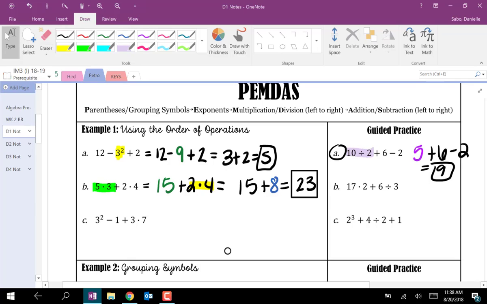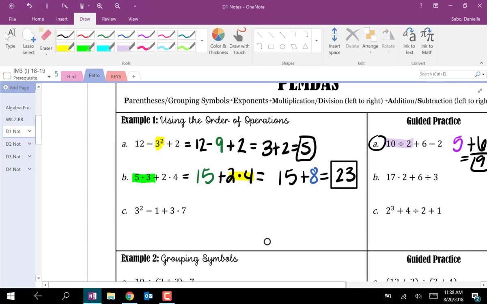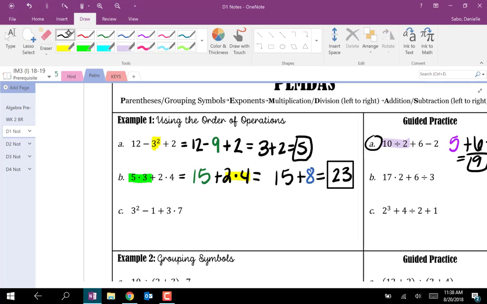Okay, try B. I do one, you do one. Try to use it as a guide. Remember, you want to do multiplication and division first, and then you want to do adding and subtracting. Now, 17 times 2, I know. I'm challenging you, and I'm more than happy to give you a calculator, but I want you to just, for today, try to do it by hand.